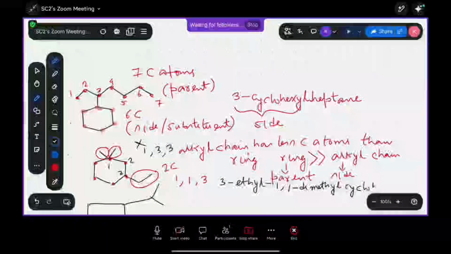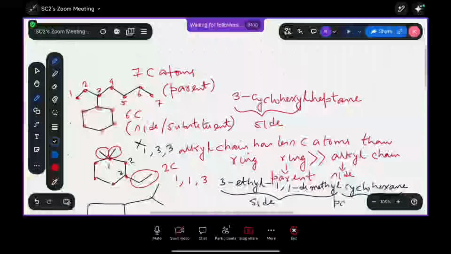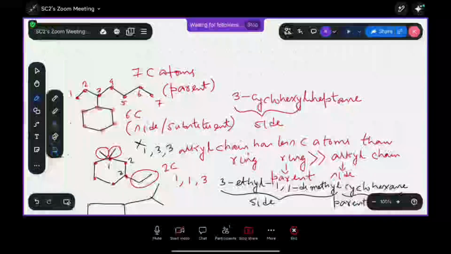because now the ring behaves as the parent chain. I cyclohexane দিয়ে শেষ করব. So 3 ethyl, 1, 1 dimethyl, এটা হচ্ছে আমাদের সাইড চেন পার্ট. সাইক্লো তারপর অ্যাড করতে হয়, সাইক্লোহেক্সেনটা আমাদের parent chain হিসেবে behave করছে. The IUPAC name for the second compound is 3 ethyl, 1, 1 dimethyl cyclohexane.